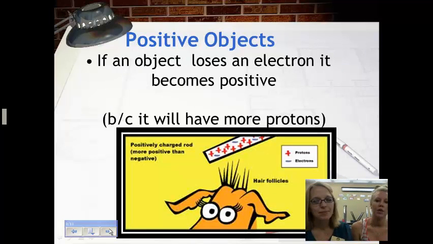Okay, so we just talked about how objects can gain or lose electrons. Loss of an electron becomes positive because now it has more protons. P, protons, positive, okay?